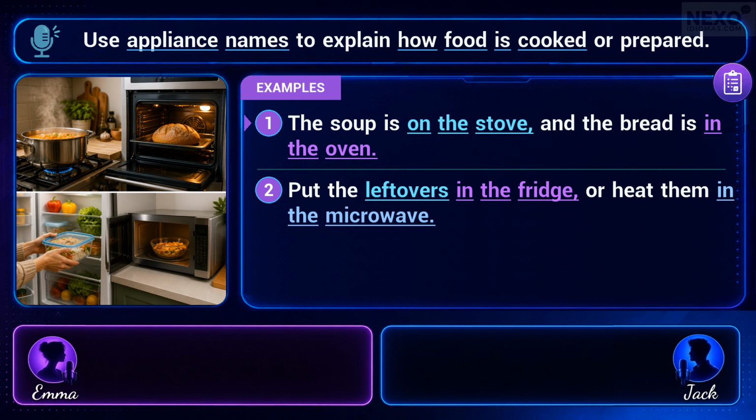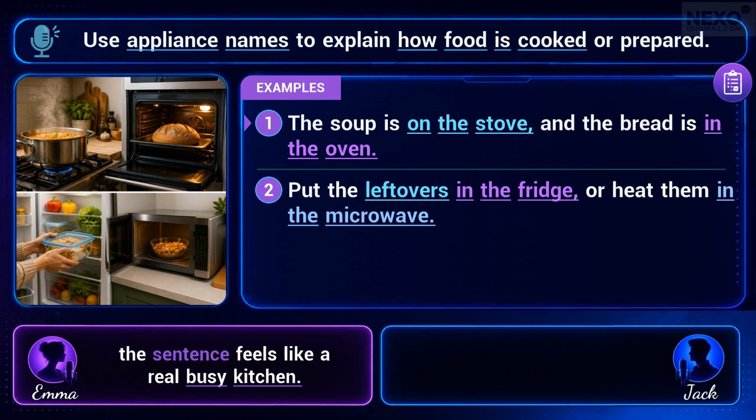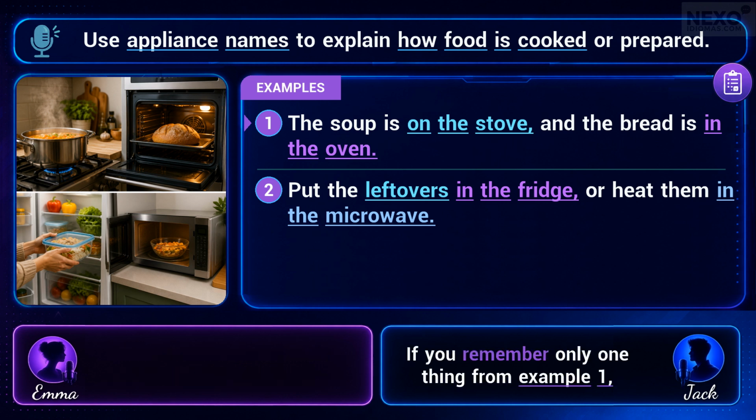The soup is on the stove and the bread is in the oven. Example 1 gives us 2 cooking places at the same time. Soup is on the stove and bread is in the oven, so the sentence feels like a real busy kitchen. If you remember only one thing from example 1, remember on the stove and in the oven. Those combinations are extremely useful.